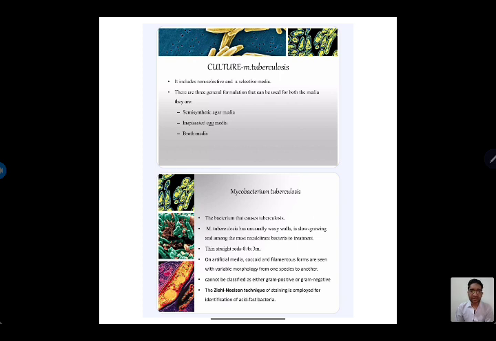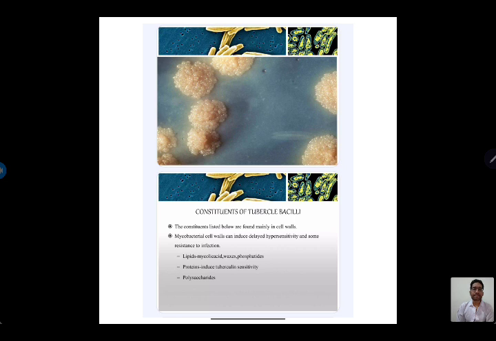Thin straight rods, 0.4 by 3 micrometers. On artificial media, coccoid and filamentous forms are seen, with variable morphology from one species to another. It cannot be classified as either gram positive or gram negative. The Ziehl-Neelsen technique of staining is employed for the identification of acid fast bacteria. So this is a classic picture of Mycobacterium tuberculosis.